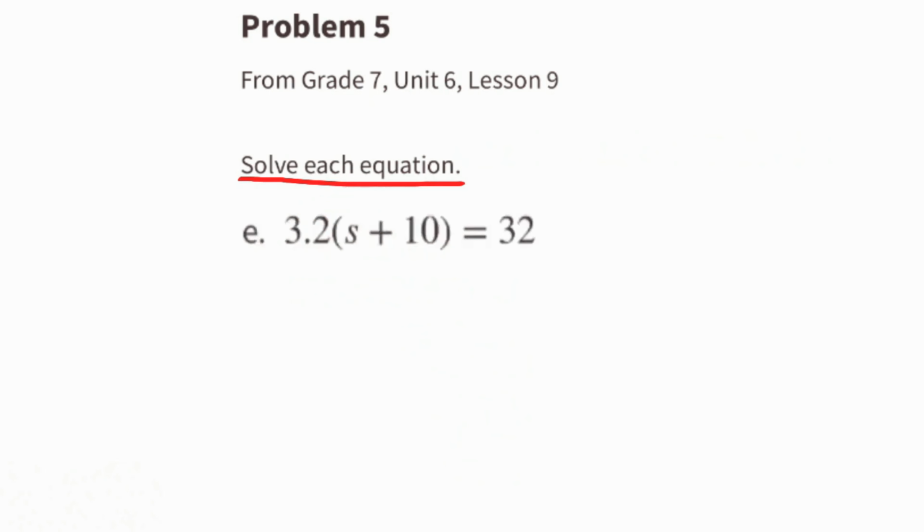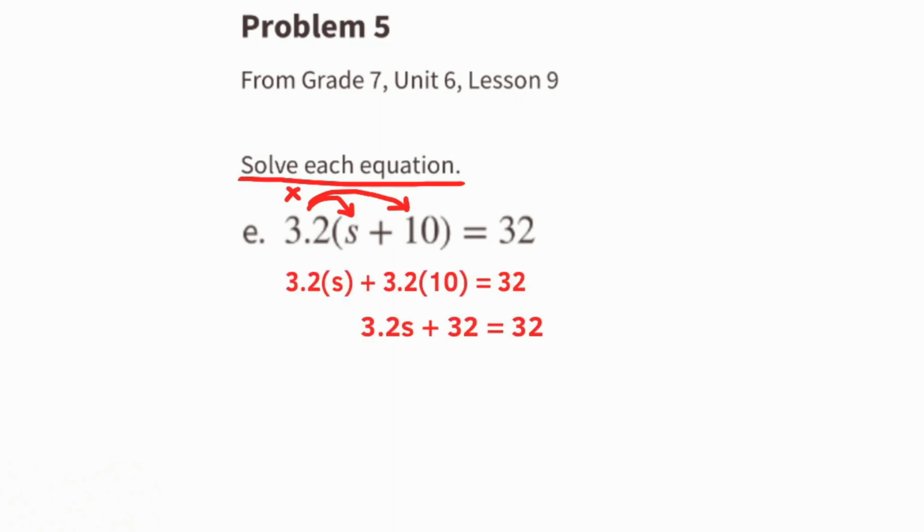E. Use the distributive property to multiply 3.2 times s and 3.2 times 10. That becomes 3.2s plus 32 equals 32. Subtract 32 from both sides and you're left with 3.2s plus 0 equals 0. Divide both sides by 3.2 and you have 1s, or s equals 0. So in this case, s equals 0.